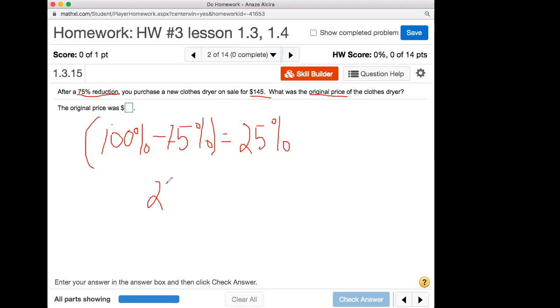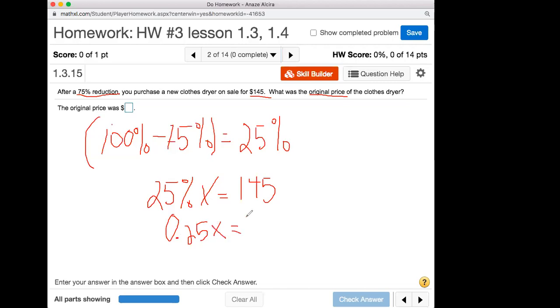Here, let me write this down for you. 25% of the original price, which we don't know. So that's why we're going to reference it as some X value. And this will equal the 145. Now, of course, when you're dealing with percentages, you want to change the percents to a decimal. So 25% as a decimal is 0.25, times X equals 145. Now, there's your beautiful little equation.